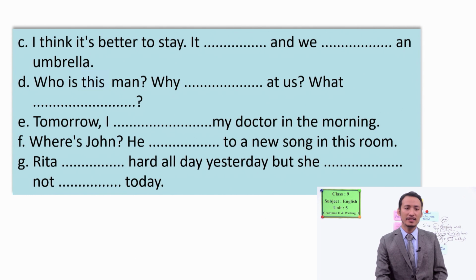Now let's look at this another part here. On C, I think it's better to stay, it and we and umbrella. Look at here, umbrella. Umbrella means there should be raining, right? Isn't it? Yes. So where do you put rain here? Yes, it's better to stay. It is what is happening? Raining. Because they are talking about umbrella, so it should be raining here.